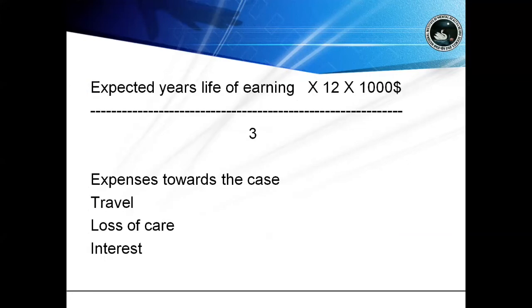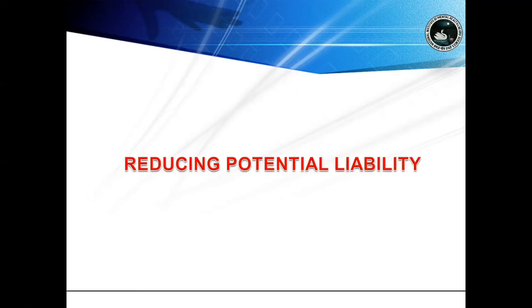In this case, they assessed it like this. The compensation was assessed on the basis of expected years of life of earning. If the lady, Mrs. Kunal Shah's wife, had expected years of earning, then what she was earning, and this is a rough estimate I have taken, divided by 3, that means 1/3 will be used, whatever I earn, 1/3 will be used for my expenses, and expenses towards the case, travel, loss of care, and interest on the amount since the number of days. Finally they gave a huge amount, something around 6 crore, and with interest it became 12 crore.